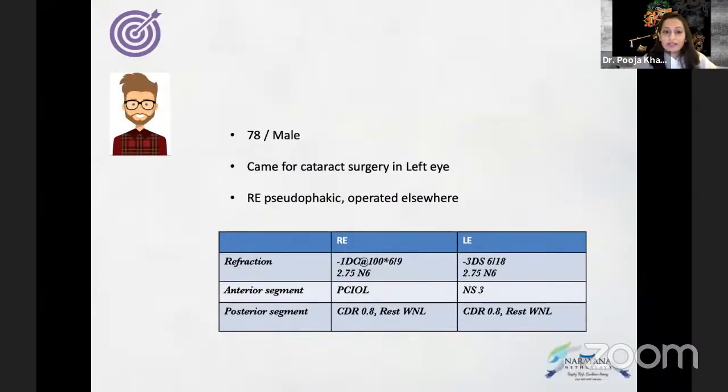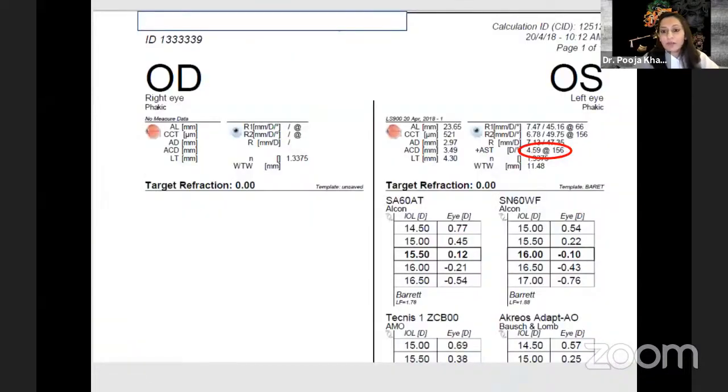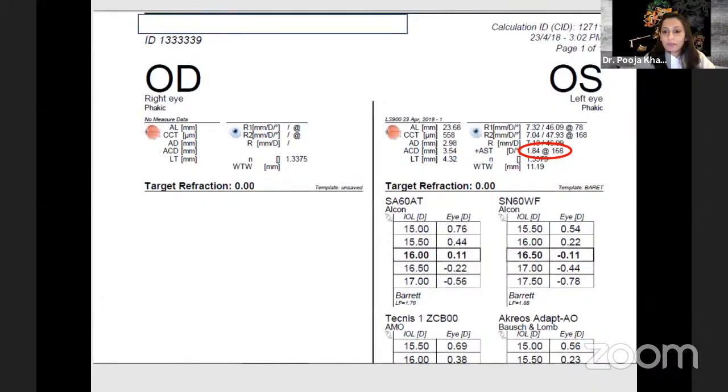So let me start with this case, a 78-year-old male patient who came in for cataract surgery for the left eye. His other eye was operated elsewhere, pseudophakic. He showed -3 diopter of sphere improving to 6/18 and had NS3 grading on slit lamp evaluation. When we did his IOL power biometry, the only thing not matching was an astigmatism of 4.59 diopters, because the other eye had a monofocal, non-toric lens. So we decided to repeat the scan after 3 days.